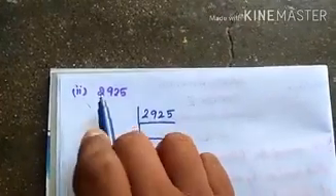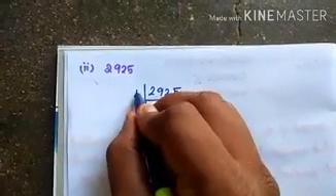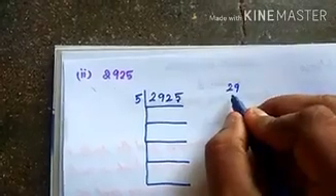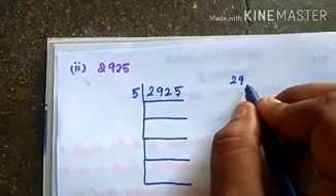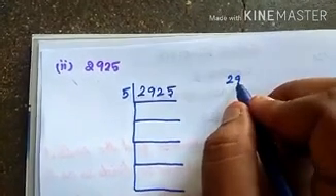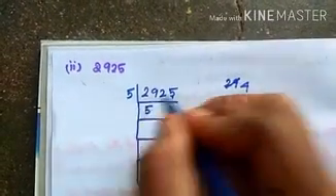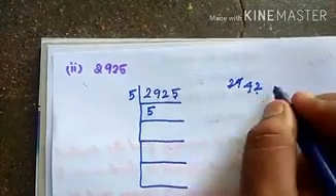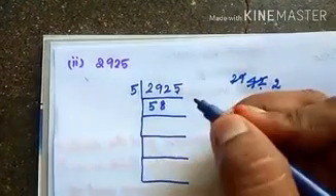So second question, 2925. The number ends with 5, so we go with the 5 table. 2 is smaller, so you take 29. How many times? 5 times means 25, 6 times means 30. So 5 times 25, remaining 4. What is the next digit? 2, so 42. 8 times means 40, remaining 2.